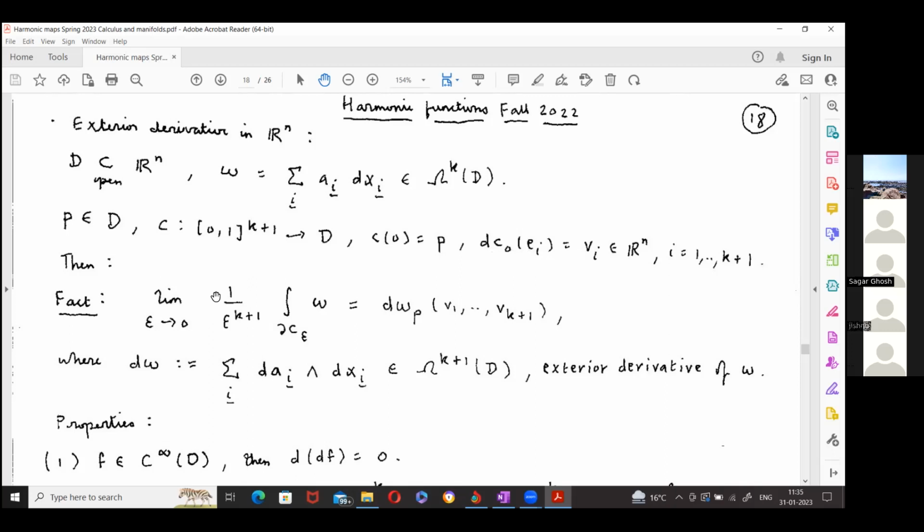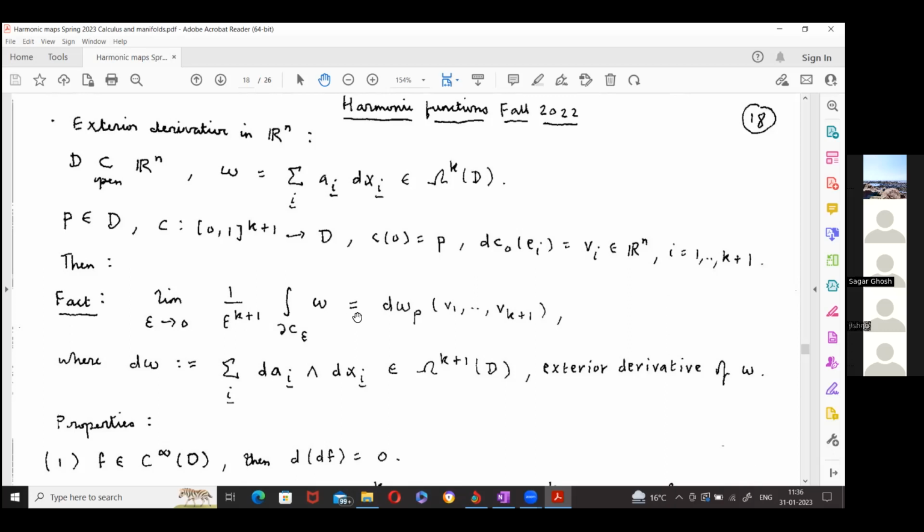Then what we can do is look at C epsilon, that's a small k plus 1 cube. I can look at its boundary. Its boundary will be a small k chain, because C epsilon is a k plus 1 cube. I integrate omega over that. It turns out that this integral, as epsilon tends to 0, if I divide by epsilon to the k plus 1, converges to a finite limit.